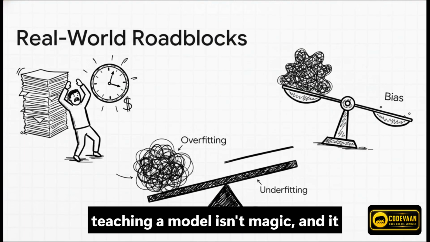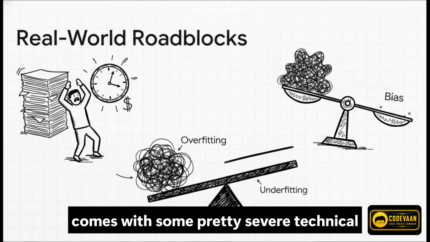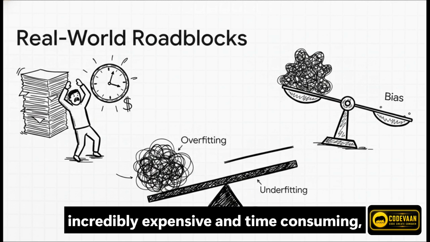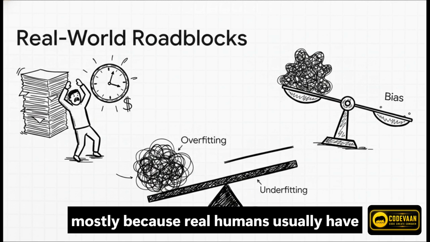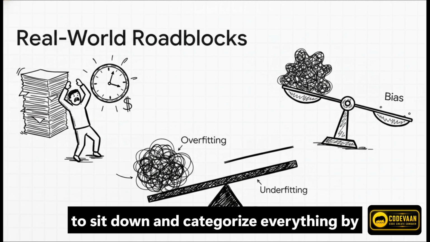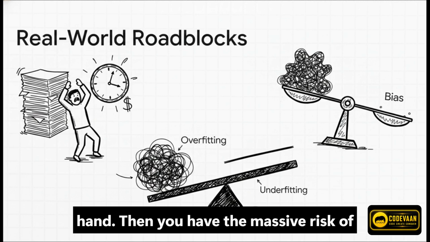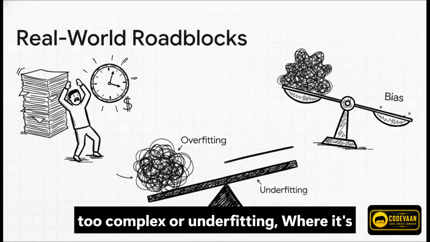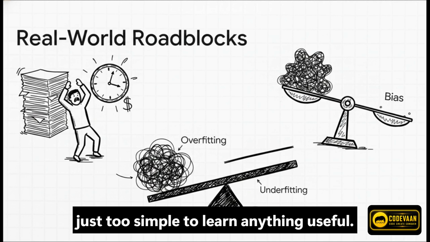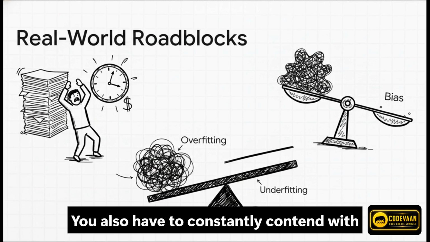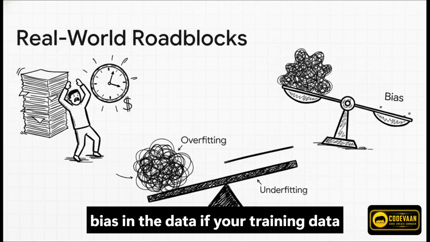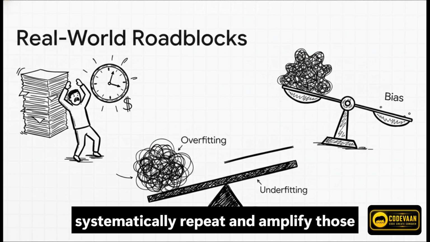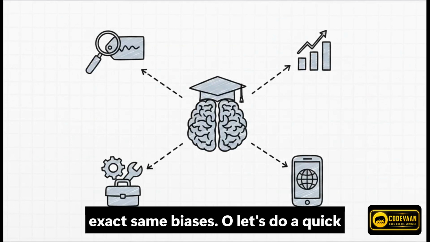Look, teaching a model isn't magic, and it comes with some pretty severe technical roadblocks. For starters, acquiring that highly prized labeled data, it is incredibly expensive and time-consuming, mostly because real humans usually have to sit down and categorize everything by hand. Then you have the massive risk of overfitting the model, where it gets way too complex, or underfitting, where it's just too simple to learn anything useful. You also have to constantly contend with bias in the data. If your training dataset is statistically skewed, well, your model's predictions are just going to systematically repeat and amplify those exact same biases.